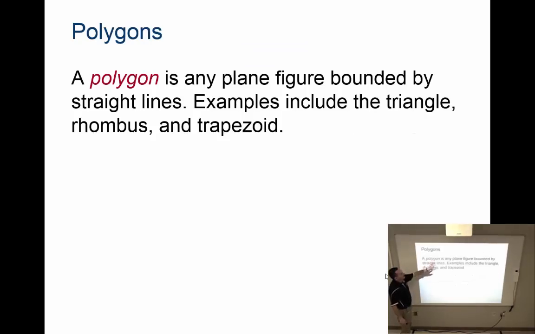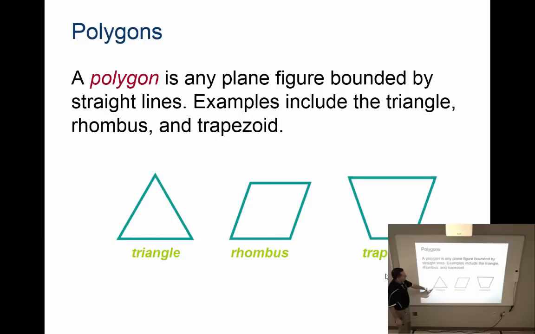A polygon then is defined as any plane figure bounded by straight lines. Examples for this would include triangle, rhombus, and trapezoid. Okay, so here are our examples.